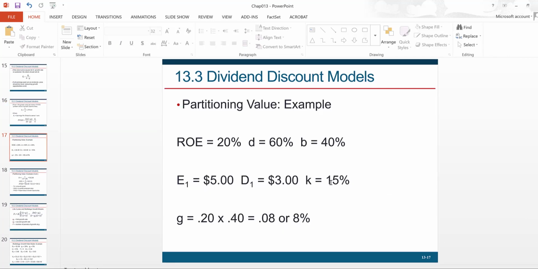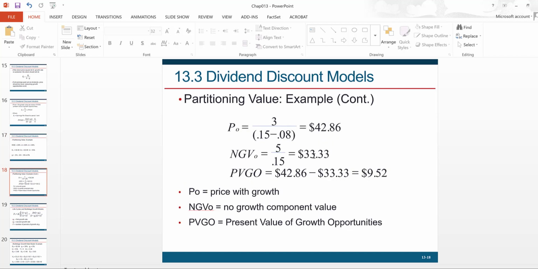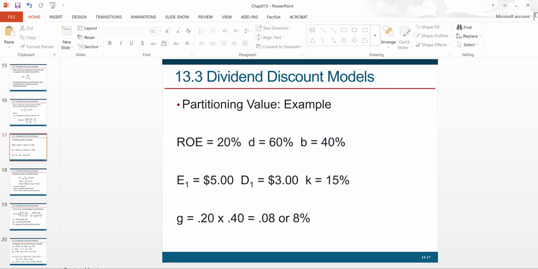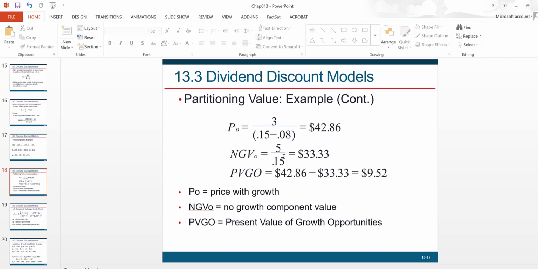All right, so on the slides, I have that same example of partitioning the value into no growth and growth components. Okay, so this is the exact same example that we just worked on with the ROE of 20%. All right, we got the growth rate of 8% in that case, and then we get the P0 as 42.86, and from that we subtract the no growth value and we get the present value of growth opportunities. All right, so there's the same example on the slides that we just worked on.